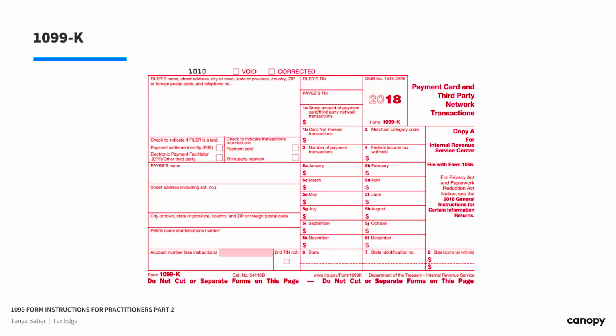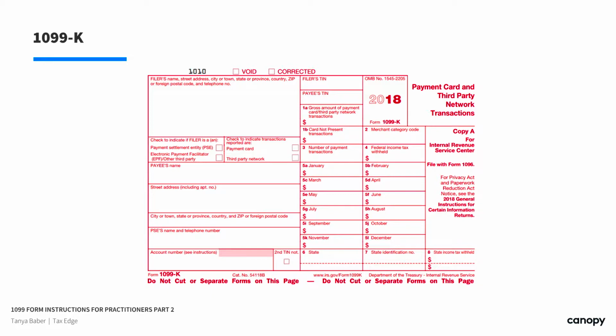Now, unless you are one of those third-party network transaction providers, then we would talk a lot more about how this is created. The same sort of rules here, that the filer is the one creating the form, the payee is the one who's receiving it. And they go and separate and say what type of a provider are they, and they go through all these other boxes in here.